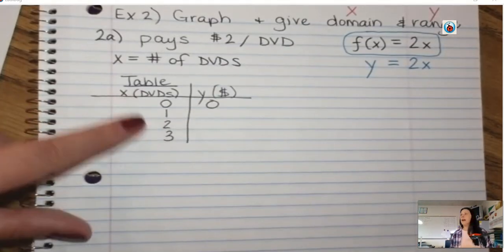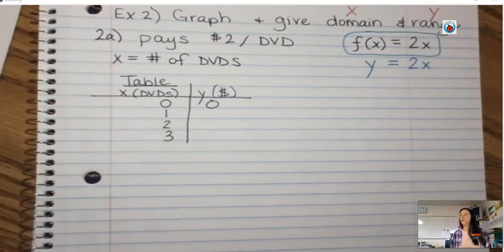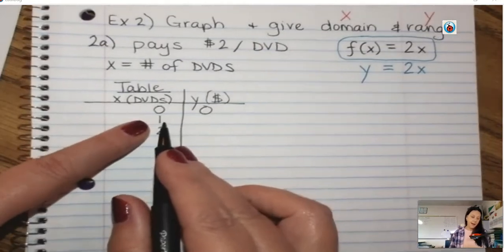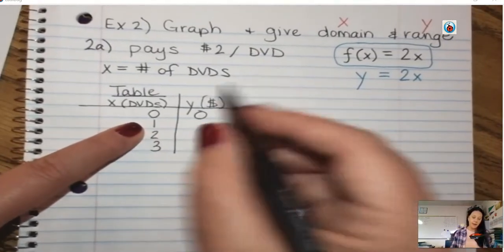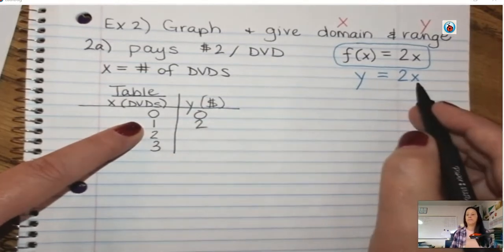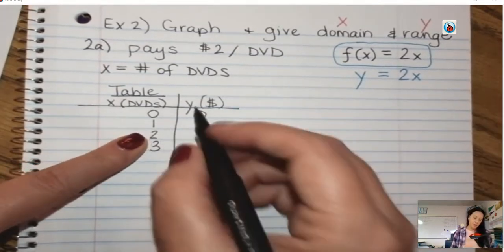So when you get your x's, you pick them. It's just when it's a word problem, you need to pick numbers that make sense for the situation. If I buy 1 DVD, or if he uses 1 DVD, he has to pay $2. If he buys 2, what does he pay?